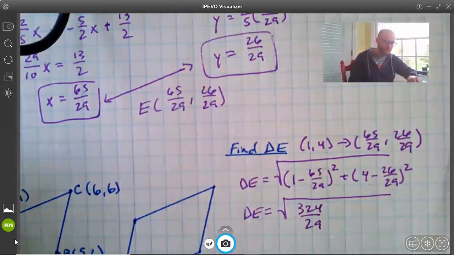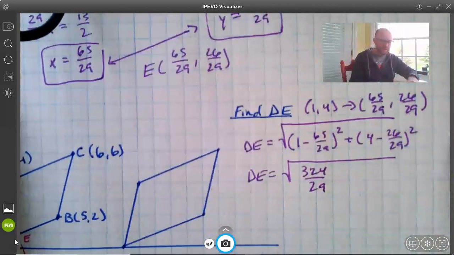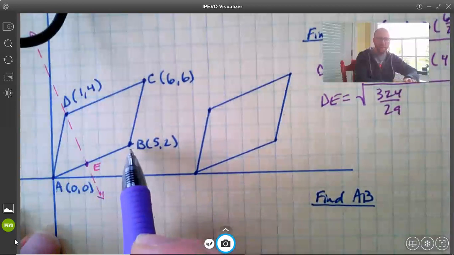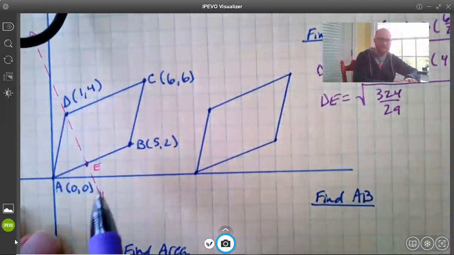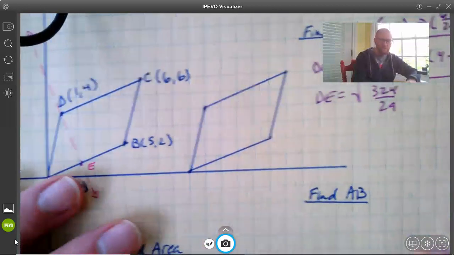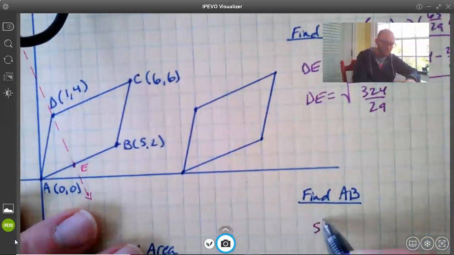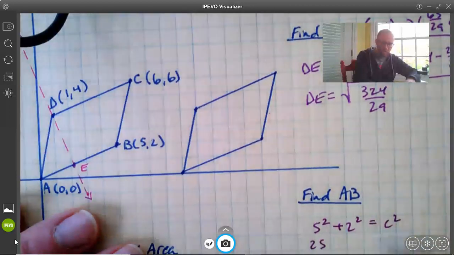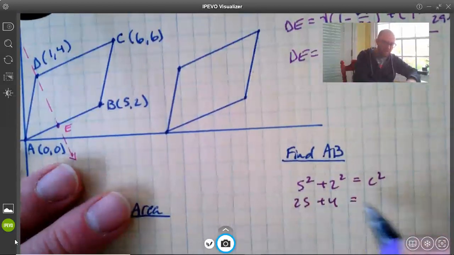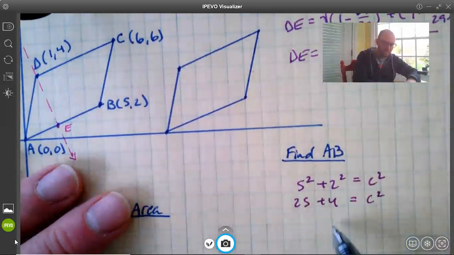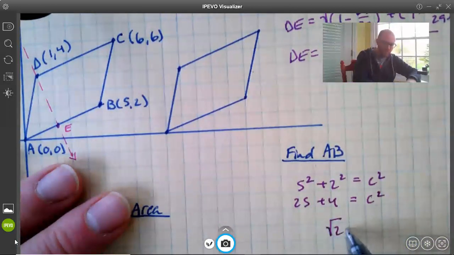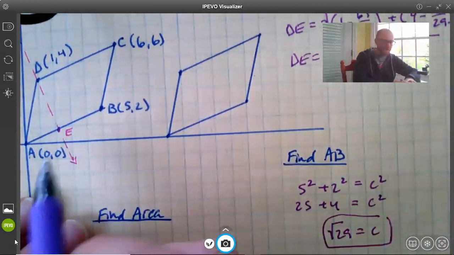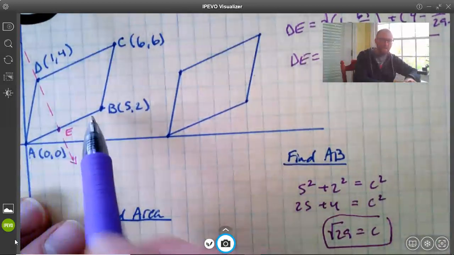So that's DE. For AB, let's use the Pythagorean theorem to find the distance from A to B. That's the base. So we have the height, and now we want to find the base. And that's just the Pythagorean theorem. That's a lot easier. 5 squared plus 2 squared is c squared. That's 25 plus 4 is c squared. So we end up with 29 is c squared, or c is the square root of 29, since we're going over 5 and up 2.